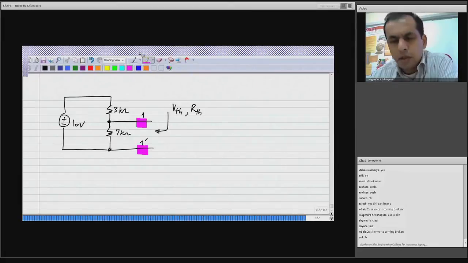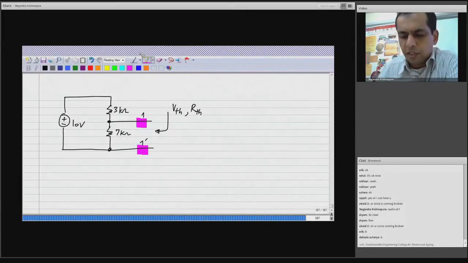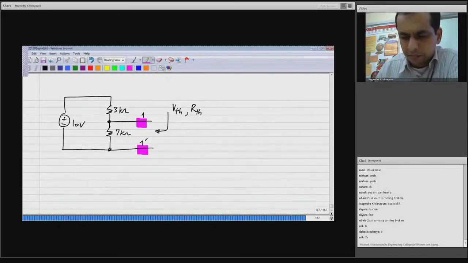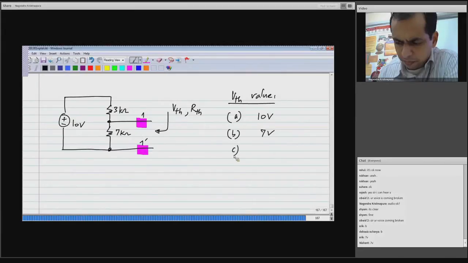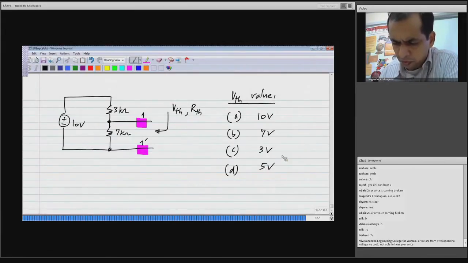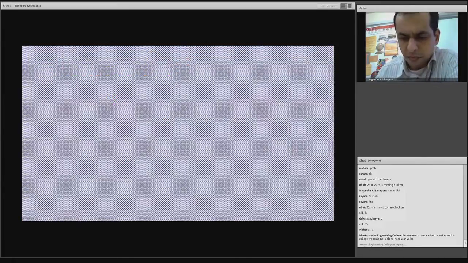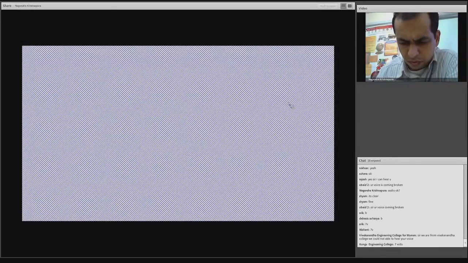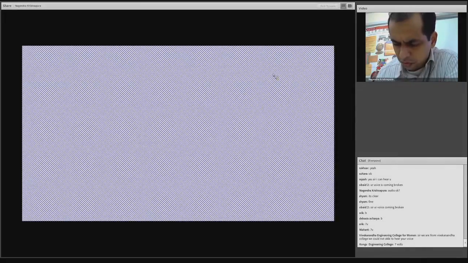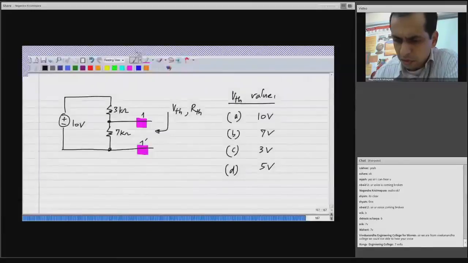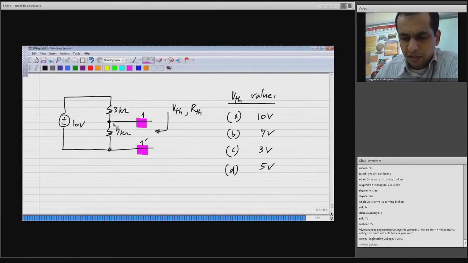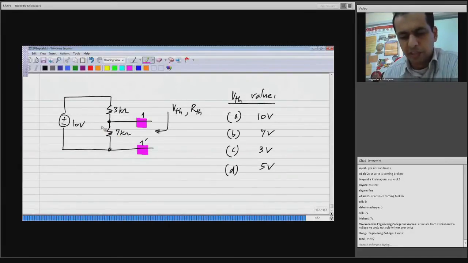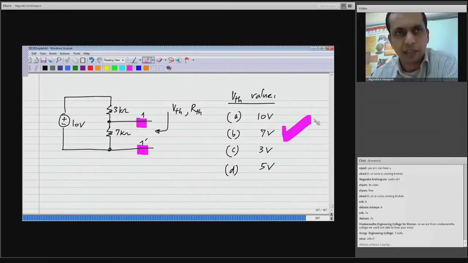So now my question is, what will be the Thevenin voltage across 1-1 prime in this circuit? Please try to answer this. Okay, I think all of you are able to immediately recognize that it is this resistive divider, 7 kilo ohm divided by 7 plus 3 kilo ohms times 10 volts. So it is 7 volts. That is the right answer.